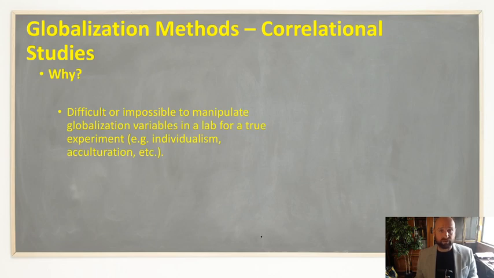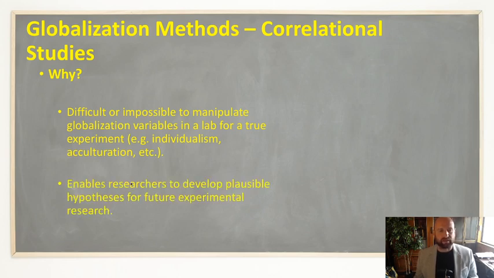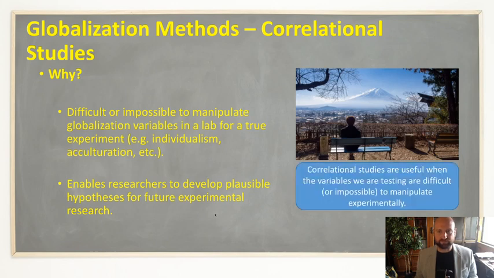And then why a correlational study is used. I would say because correlational studies are very helpful when we're studying difficult or impossible to measure variables. How would we manipulate acculturation strategies in a lab? We can't do it. How would we manipulate levels of individualism in a lab? We can't. Another general reason why correlational studies are useful is that they help us develop plausible hypotheses for future research, experimental research, if we can. And so we might look at natural experiments on this, or even more longitudinal studies that might help provide more causal explanations.